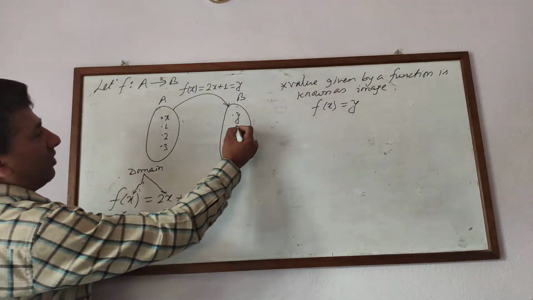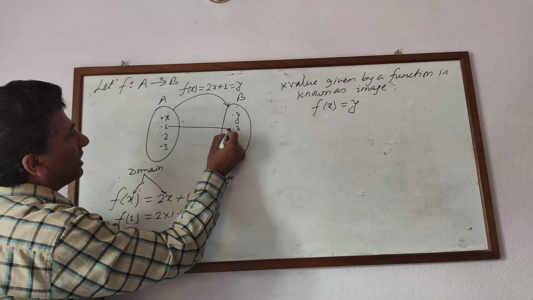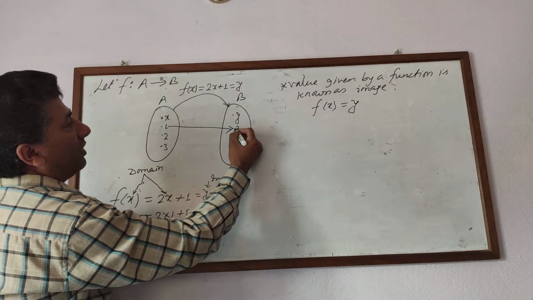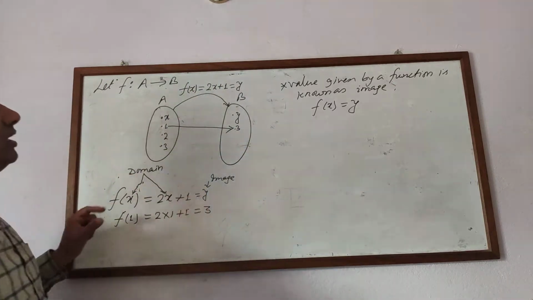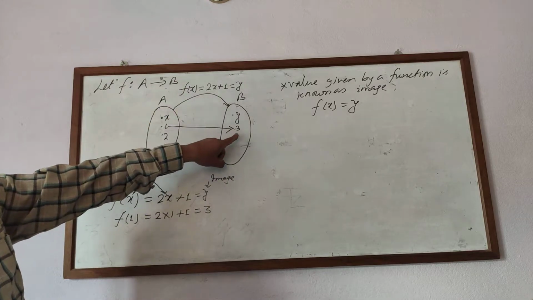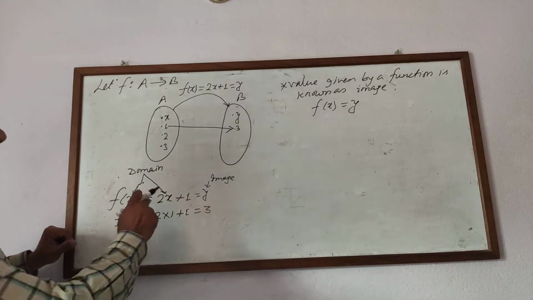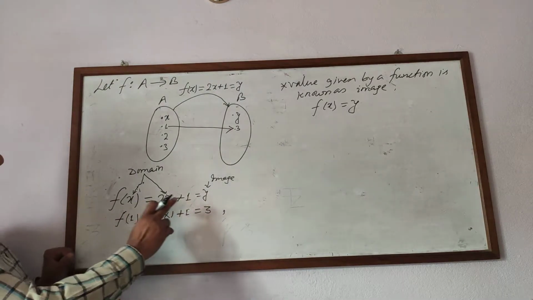Okay, this 3. Now I write here 3. Now 1 gives image 3. How does this 3 come? According to this function. When we write the value of x in this function 2x plus 1, it gives the value 3. That 3 is called the image. When x equals 1, it gives image 3.